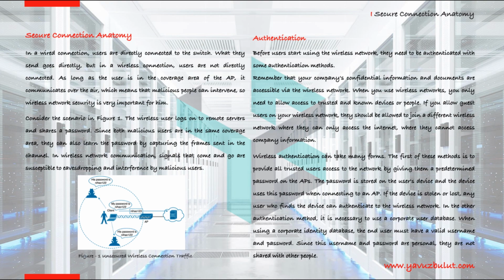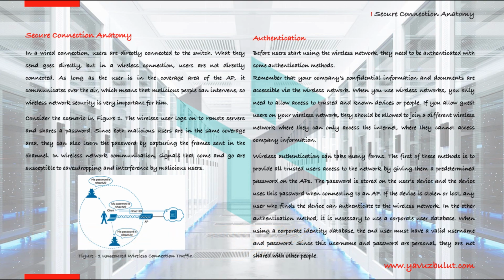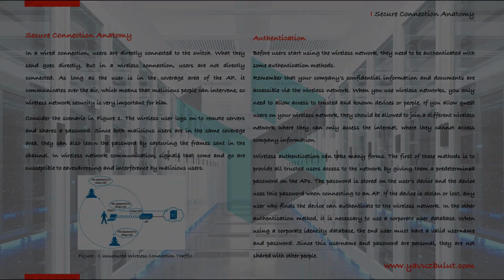Wireless authentication can take many forms, the first of which is to give all trusted users a predetermined password so that they can access the wireless network. In the other authentication method, a corporate user database must be used. When the corporate identity database is used, the end user must have a valid username and password. This username and password are not shared with other people because they are personalized.